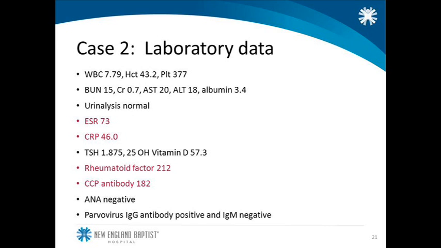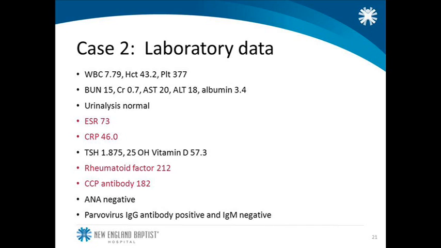So back to my patient, her laboratory data included a normal CBC, normal kidney and liver tests. Her urinalysis was normal. Her sedimentation rate was high at 73 and C-reactive protein high at 46. Rheumatoid factor was markedly high at 212. A normal is less than 14. And her CCP antibody was also very high at 182. A normal is less than 19.